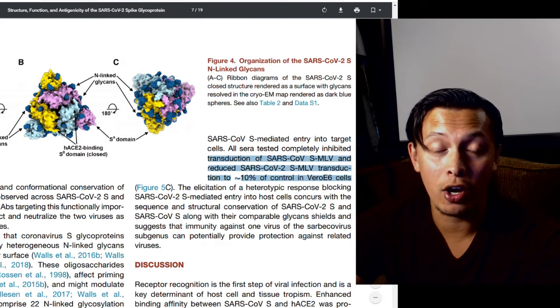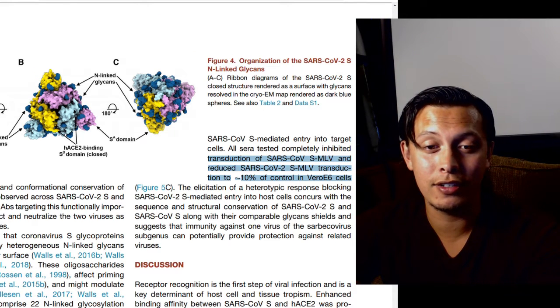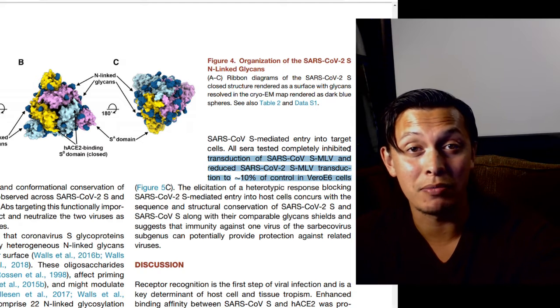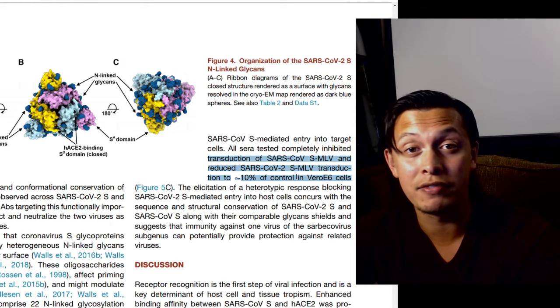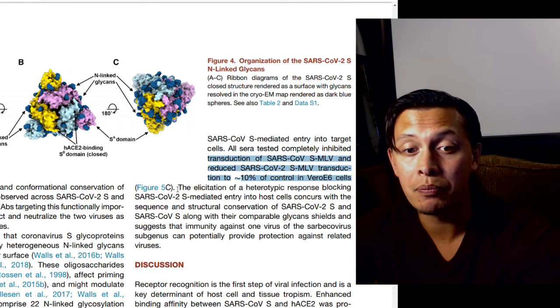And that will basically help your immune system keep the numbers down low enough to fight it off more rapidly.